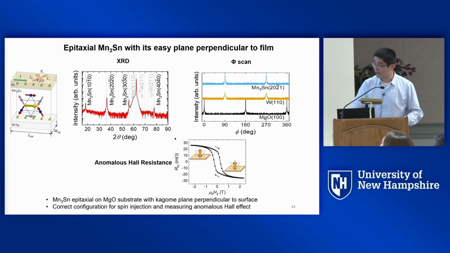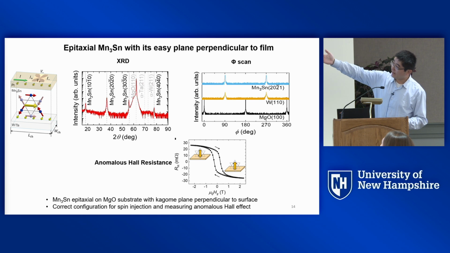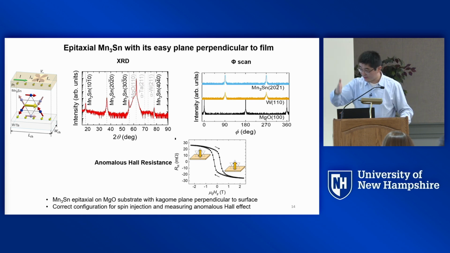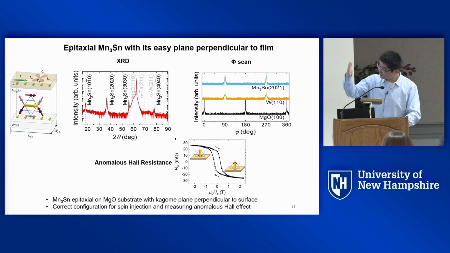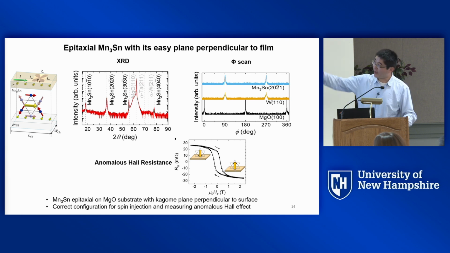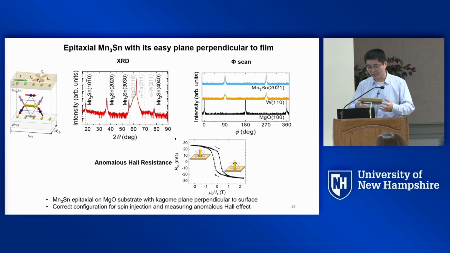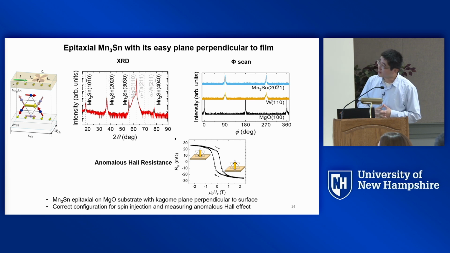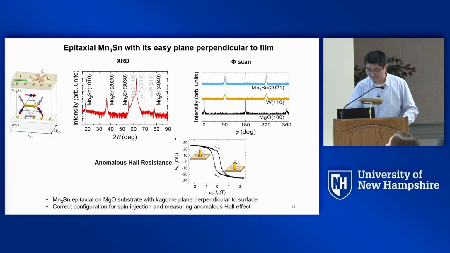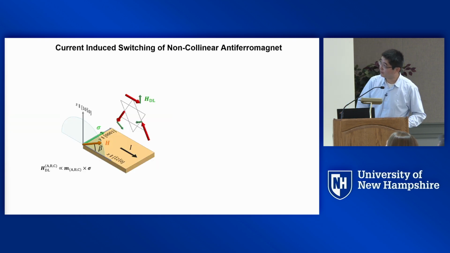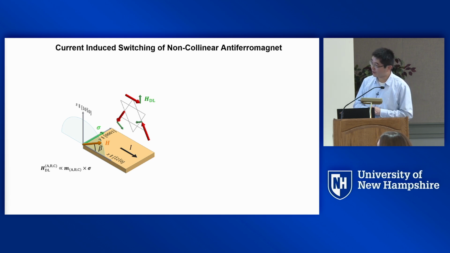Okay, so after we have this manganese 3-tin film in this special growth crystal orientation, we can grow a thin layer of platinum on top, which provides the spin current or the spin orbit torque. And then by applying a current inside the platinum, we can try to switch the magnetic octopole in this system. This schematic gives you a rough idea how the spins interact with each other in such a configuration.